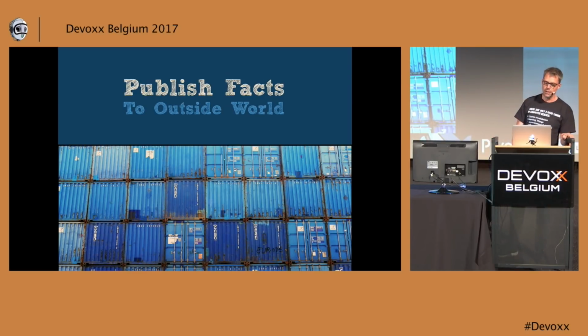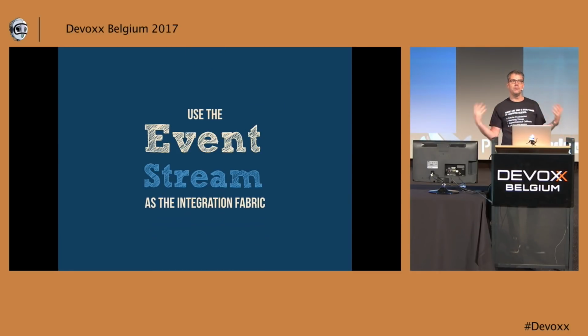Okay? So that's essentially what I'm trying to say. And how do you do that then? There are many ways you can communicate facts, but one of the best ways is to use some sort of event stream, because that can really work as the general integration fabric between all of these components that are flying around.